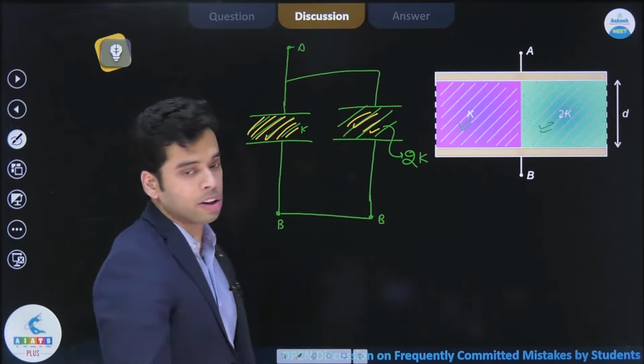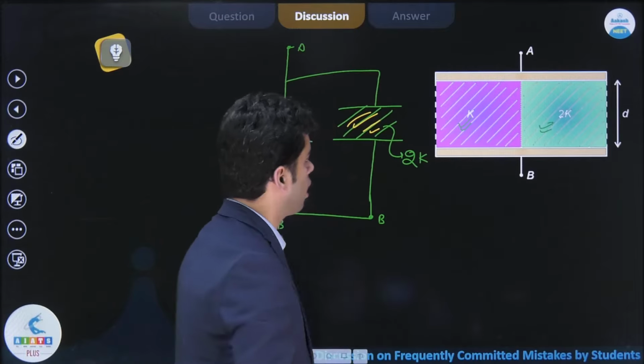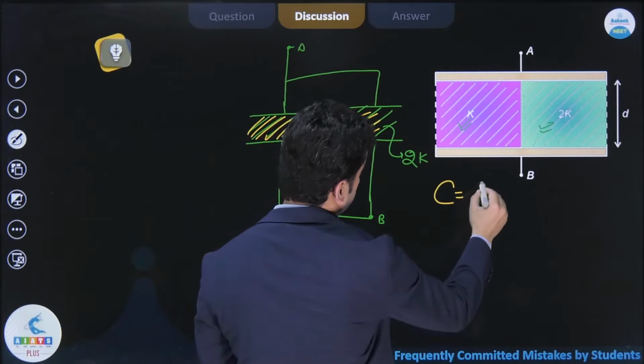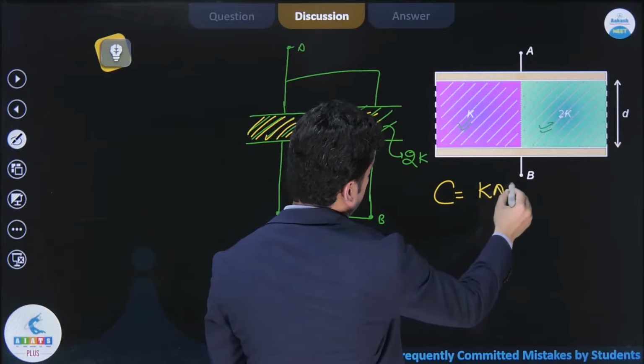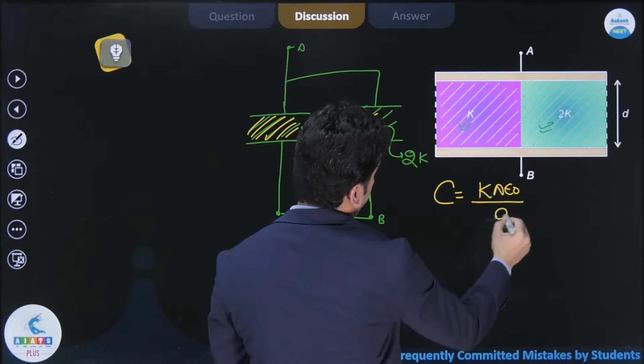Now we need to figure out the capacitance when the dielectric is filled. So C is given as K A epsilon naught by D, right?